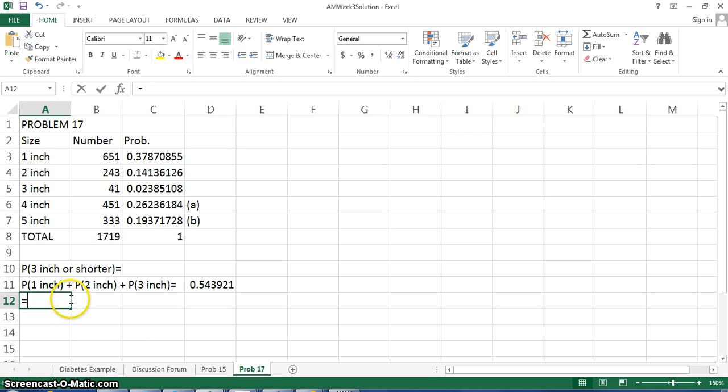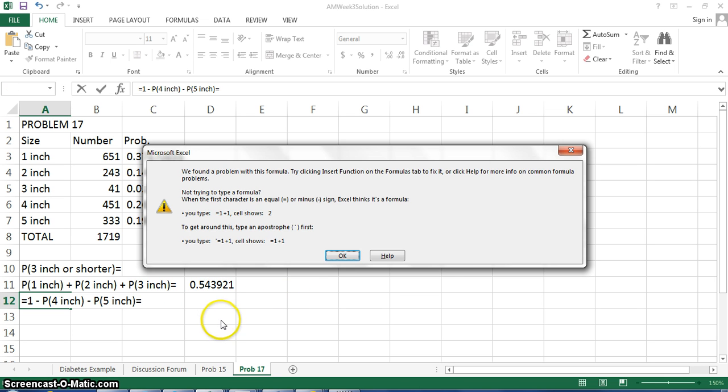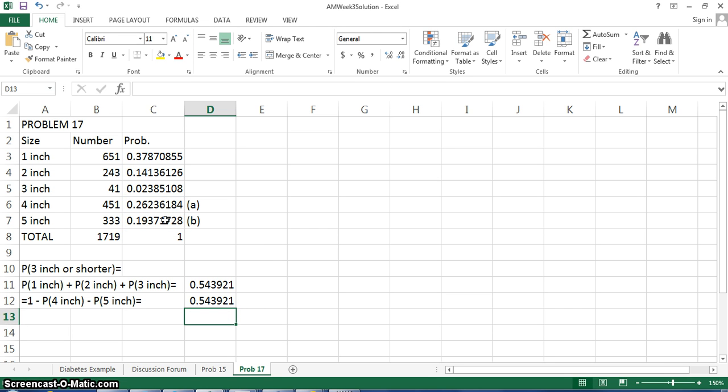Of course, the other way to calculate this probability is to take 1 and subtract the probability of a 4-inch nail and the probability of a 5-inch nail, because those are the two outcomes that don't fit our criteria. If we do that, we should replicate the previous answer. In either case, we get 54.4%.